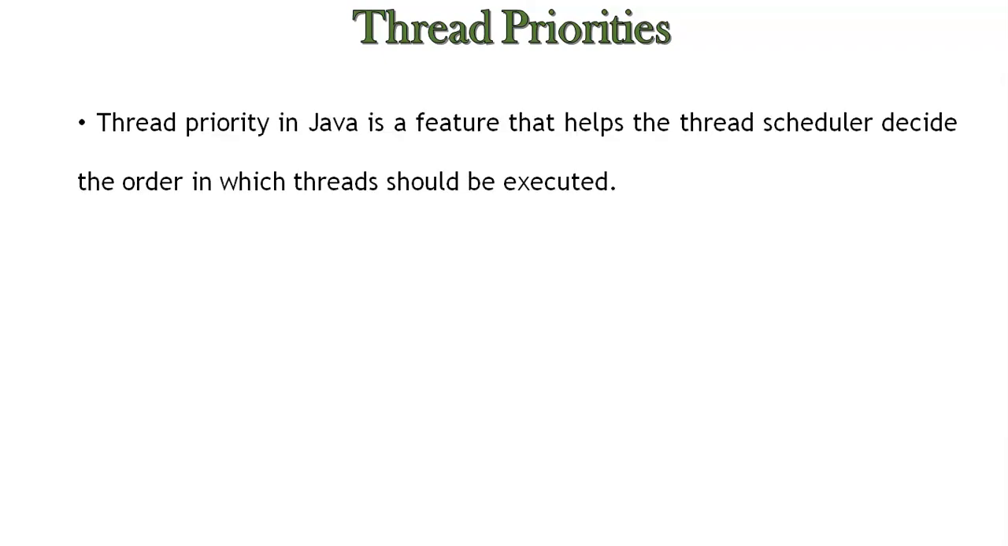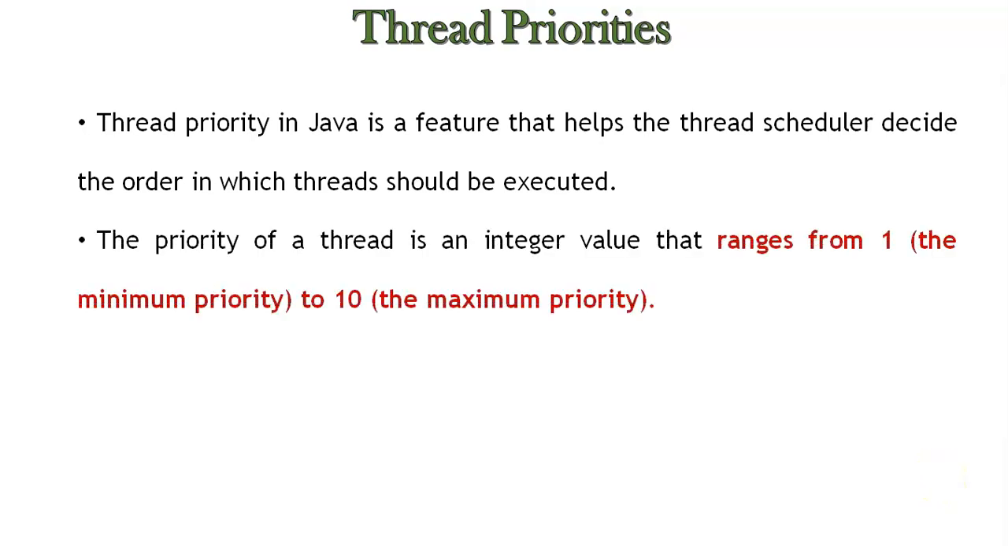Thread priority in Java is a feature that helps the thread scheduler to decide in which order the threads should be executed. The priority of a thread is an integer value that ranges from 1 to 10. 1 indicates minimum priority, 10 indicates the maximum priority, and the integer 5 indicates the default priority, which is also called normal priority.